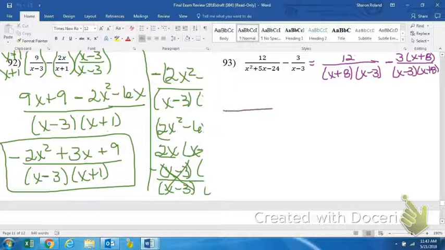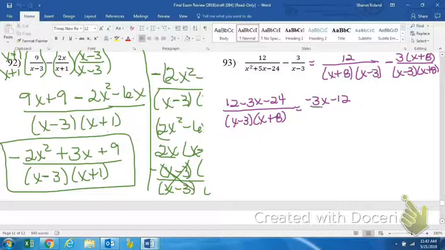Okay, so the denominator is x minus 3 times x plus 8, and that's going to be 12 minus 3x minus 24, which is negative 3x minus 12, over x minus 3, x plus 8, and let's factor the numerator to see if anything reduces. And a negative 3 comes out, and you're left with x plus 4.